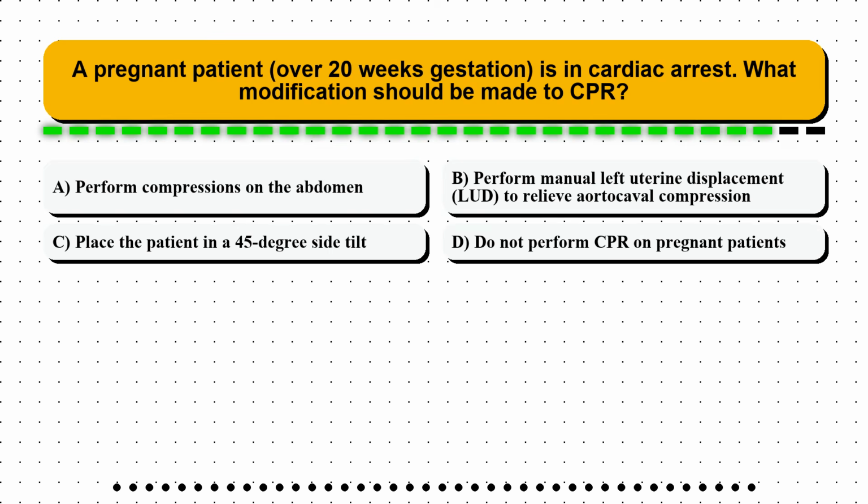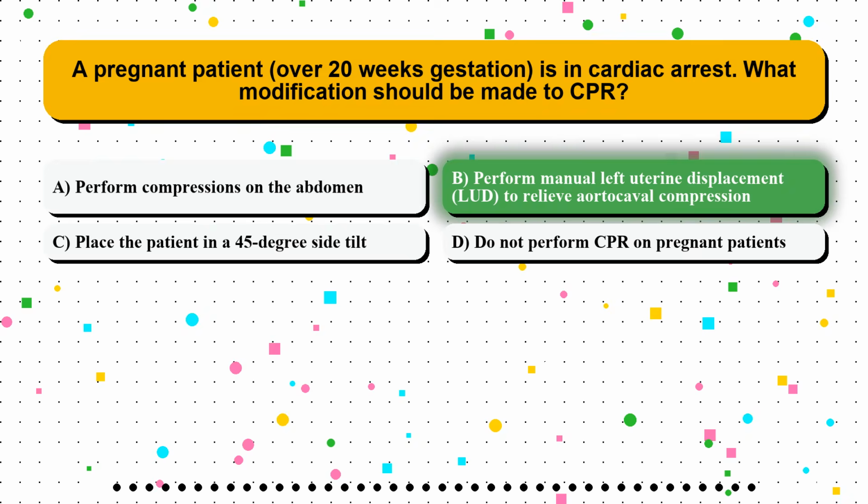Question 2. A pregnant patient, over 20 weeks gestation, is in cardiac arrest. What modification should be made to CPR? Option A. Perform compressions on the abdomen. Option B. Perform manual left uterine displacement, LUD, to relieve aortocaval compression. Option C. Place the patient in a 45-degree side tilt. Option D. Do not perform CPR on pregnant patients.